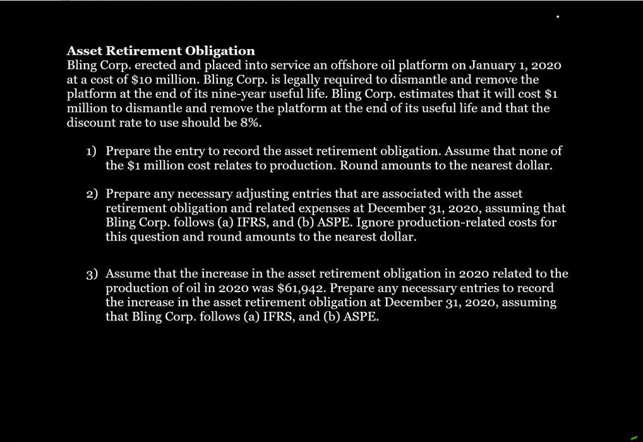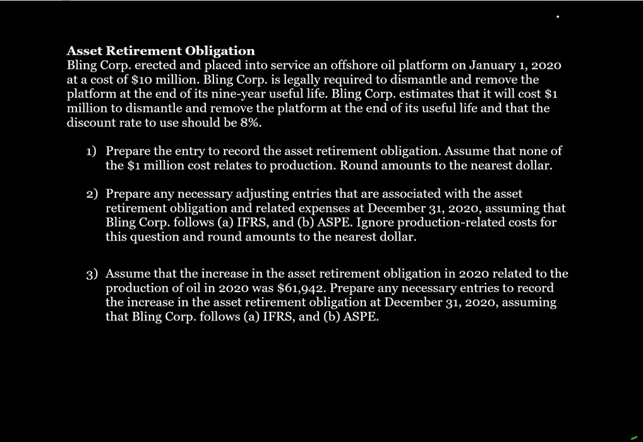This question will walk through another example of how to account for an asset retirement obligation. Bling Corp erected and placed into service an offshore oil platform on January 1st, 2020 at a cost of $10 million. Bling Corp is legally required to dismantle and remove the platform at the end of its 9-year useful life. Bling Corp estimates that it will cost $1 million to dismantle and remove the platform at the end of its useful life, and that the discount rate to use should be 8%.